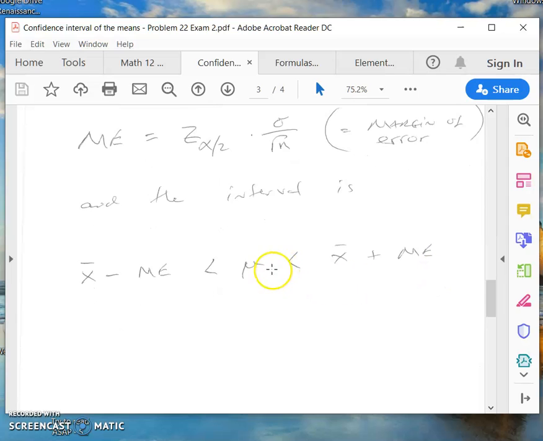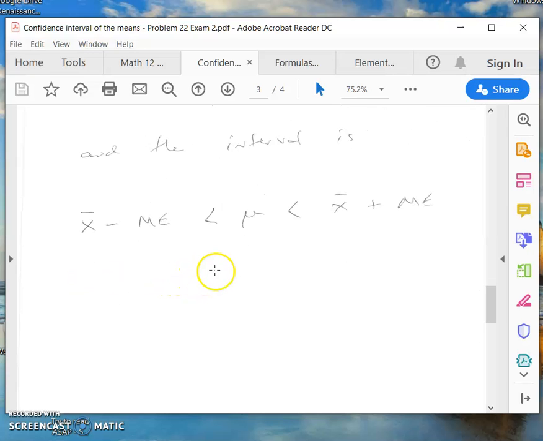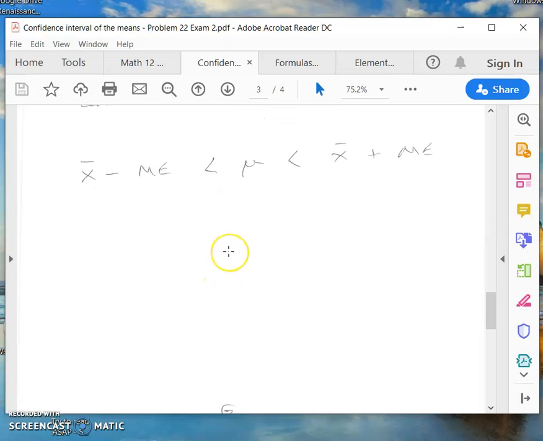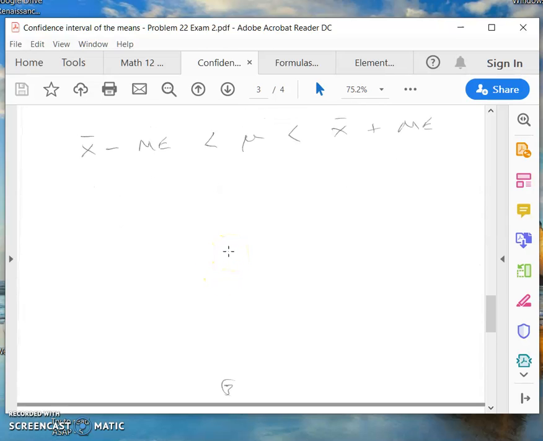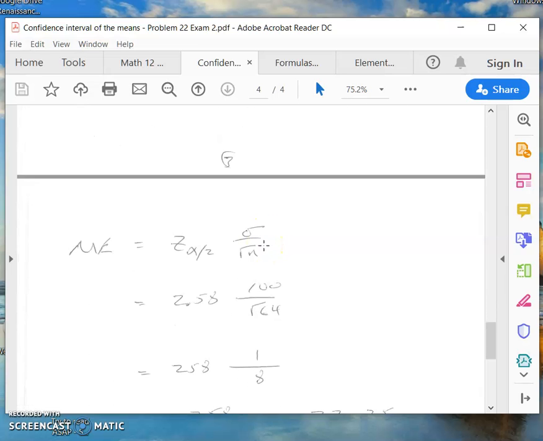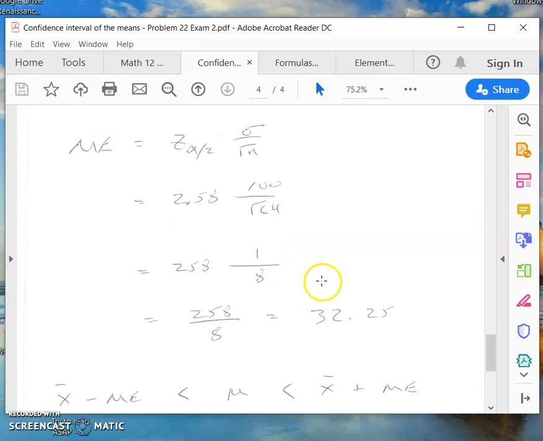Okay, so here's the interval. The interval is mu is less than x bar plus the margin of error, and it's greater than x bar minus the margin of error. So it's plus or minus the x bar. Mu is in the interval x bar plus or minus margin of error. It's so hard to say, but it's so easy to write. Okay, so here it is.